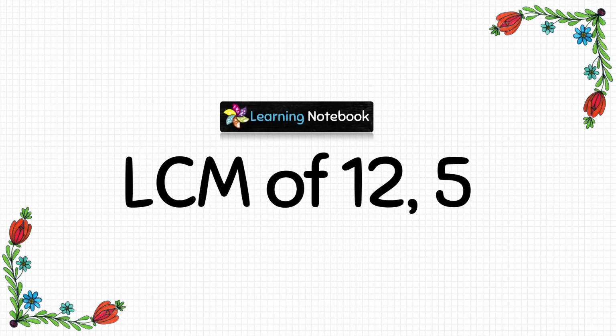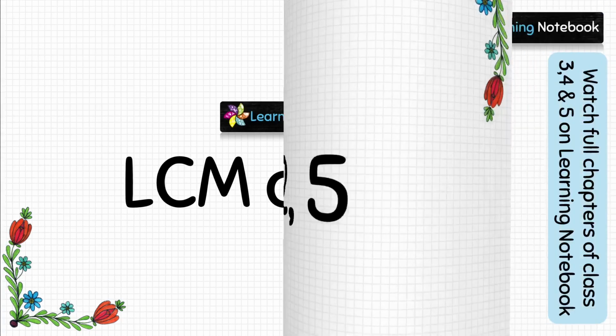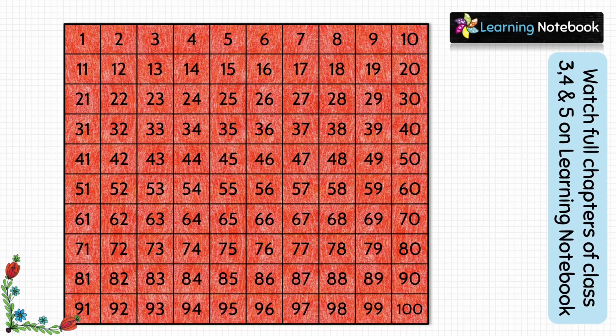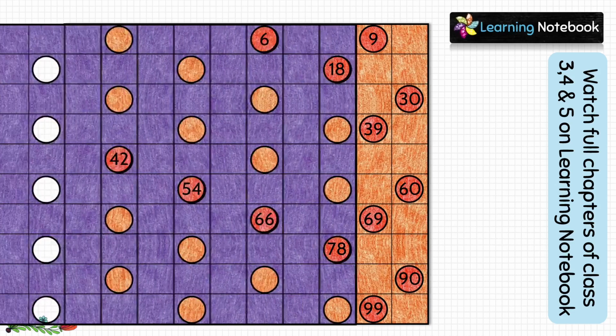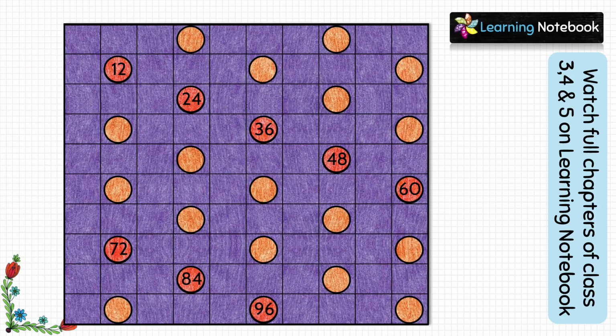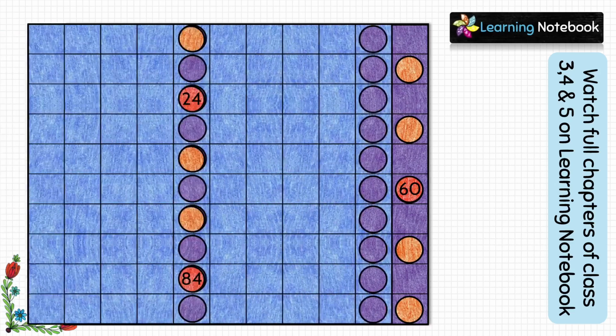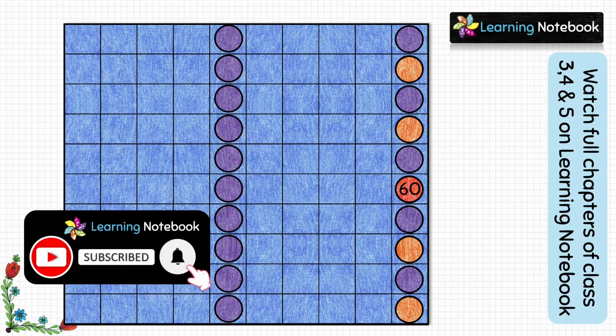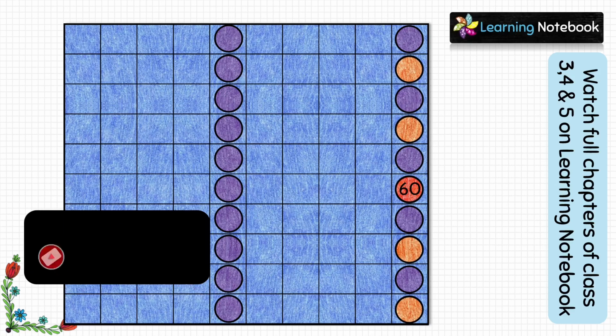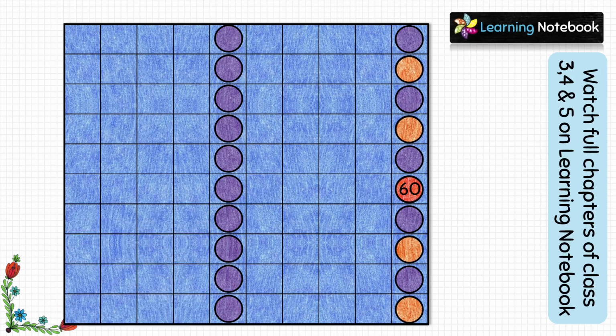Now we will find the LCM of 12 and 5. Students, 12 is a multiple of 3 and 4. So let's first place the orange grid and then the purple grid to get multiples of 12. And now we will place the blue sheet and we will get the common multiple of 12 and 5, which is 60. And therefore 60 is the LCM of 12 and 5.